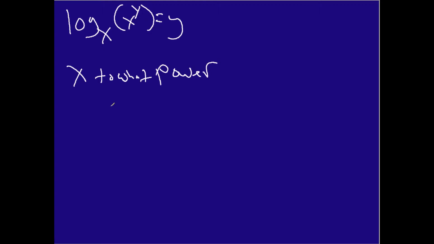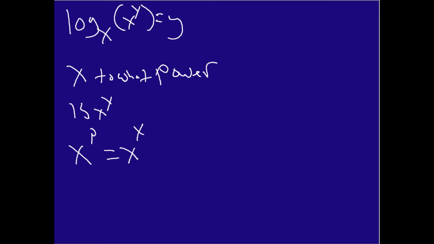Imagine we have log with the base x of x to the y power. This is all going to equal y. Now what this is basically saying in fancy mathematical talk is this. It's asking: x to what power is x^y? In other words, what do I have to raise x to in order to get x to the y power? Well, that's pretty obvious, because if I draw that out, I'm going to say, okay, x to my unknown, equals x to the y.